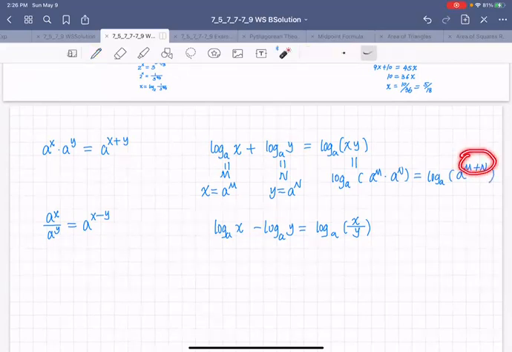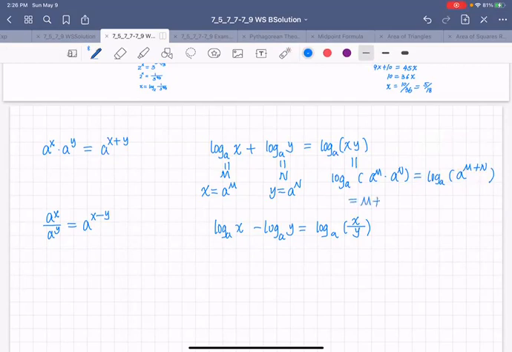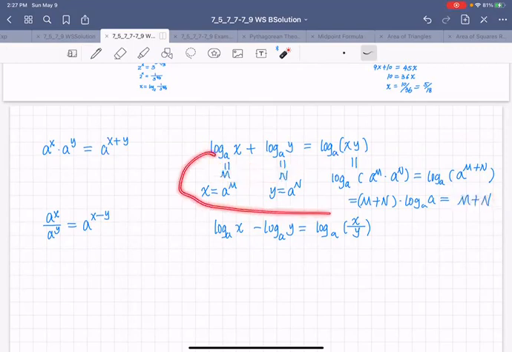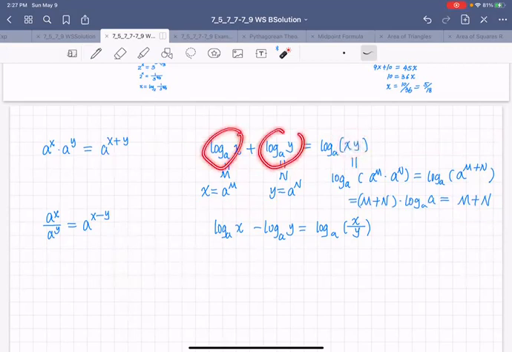This exponent can safely go to the front. So we pull out m plus n to the front, and then the leftover is log a of a. Log a of a is 1, so this is m plus n. That's how I prove this. So this is correct: the log of the product x times y equals these two together.